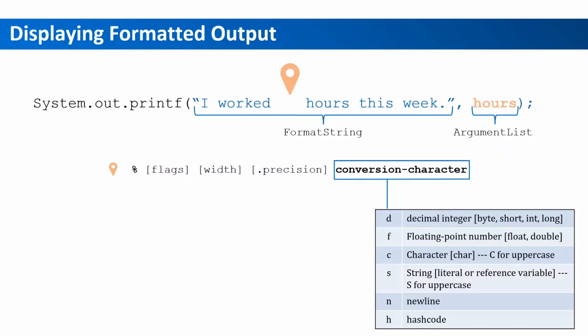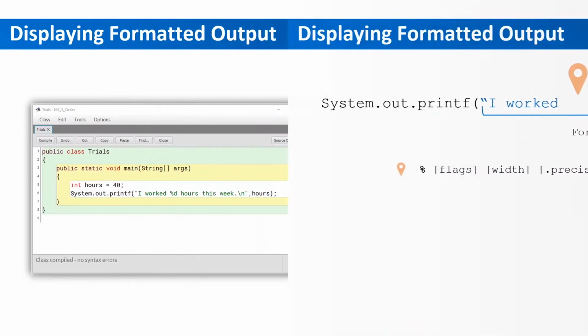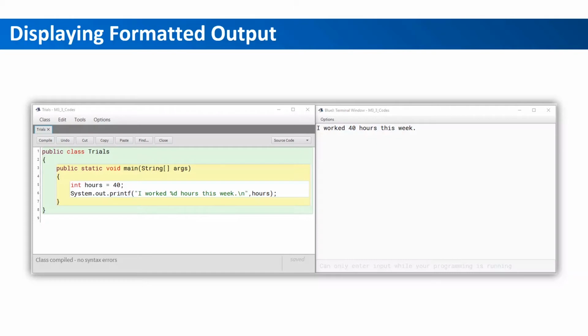Alright, let's make this example of the hours worked work. Since it only has a single variable that is an integer, we are going to use the decimal integer d conversion character. And this is how it would look to print the statement. Again, since the 40 is an int, we use the d for the decimal integer along with the percent sign to instruct printf where to display the contents of the variable hours.